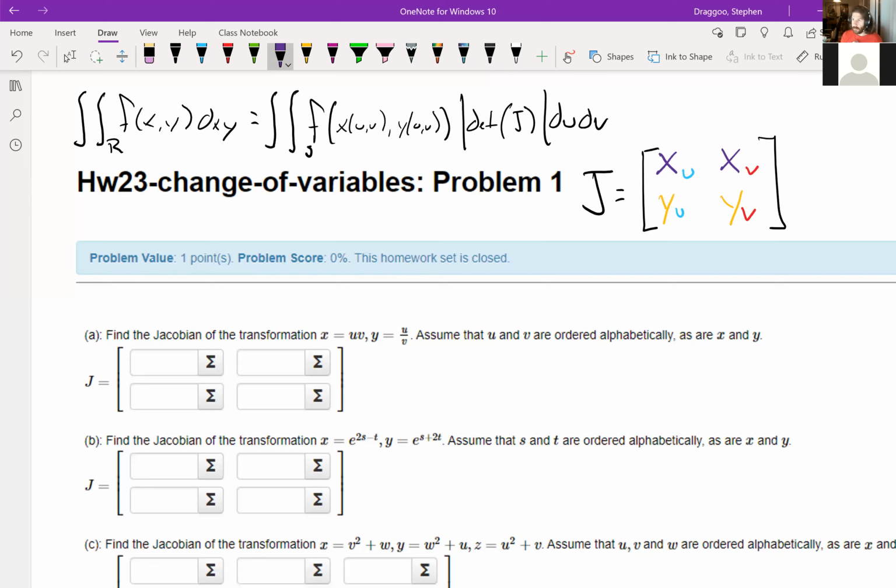And again, set up our Jacobian matrix. So up top, I want the derivative of x with respect to u, which is going to be v. Then I'll want the derivative of x with respect to v, which is u, only moderately confusing. I go through that second line down. I want the derivative of y with respect to u. Since y is u over v, that derivative is 1 over v. And then I want the partial of y with respect to v. Should be negative u over v squared.